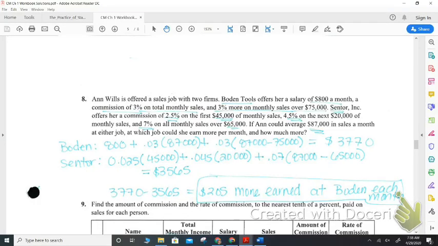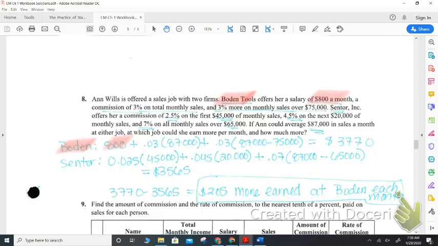In this video, we're going to do a few examples about how to calculate commission-based pay. So for this problem in particular, we have Anne, and she's considering two different jobs, and we want to figure out whether she would be able to make more money at one place or the other. So our first choice is Bowden Tools, and at Bowden, she gets a salary of $800 per month.